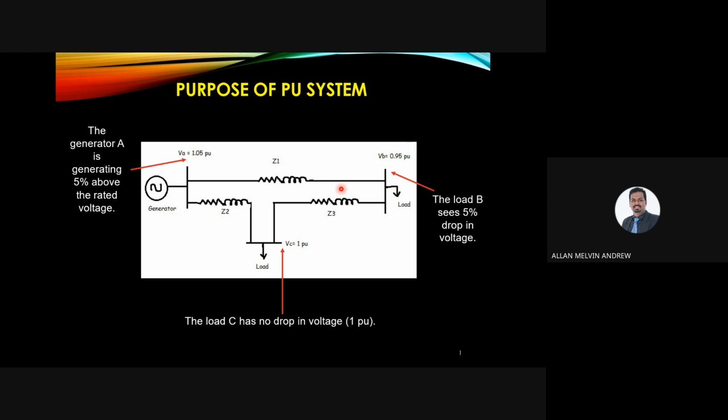And you can see here load B, so VB. Here we get the value 0.95 pu. The reference value is 1. So how much does it differ? Load B sees a 5% drop in voltage. So we can see how it can simplify our understanding of the circuit. If not, we would need to do a lot of analysis to understand. By referring to these pu values, we can see the generator is 5% above, here 1 pu is no drop, and here there is a 5% drop based on the value.